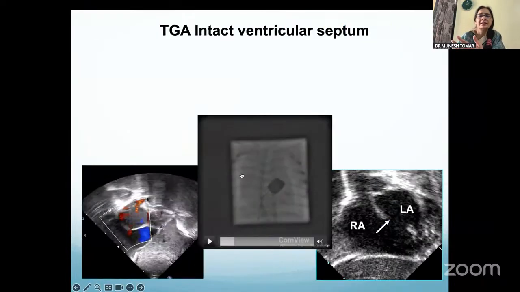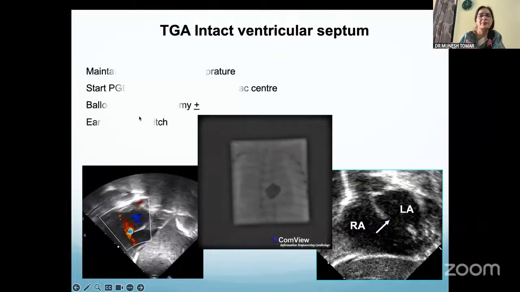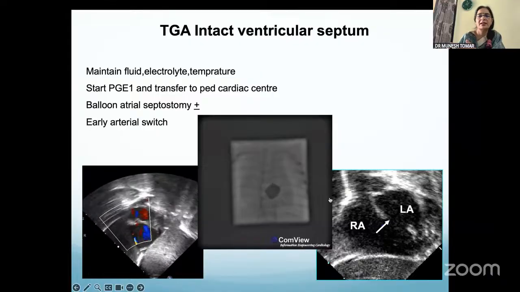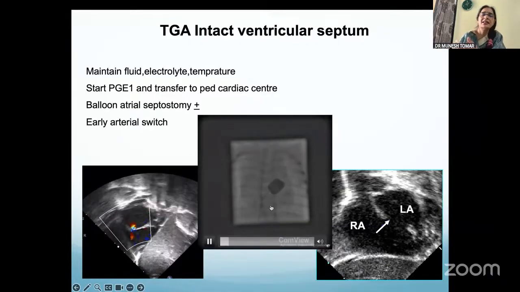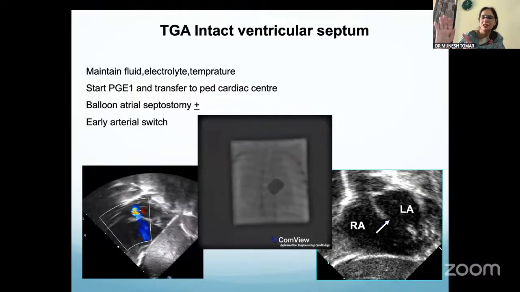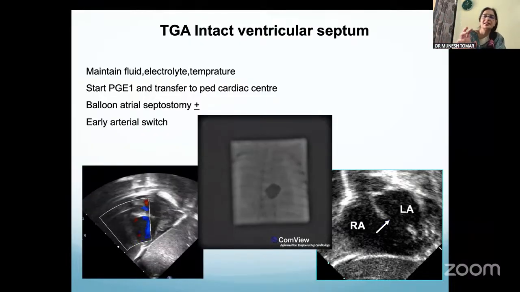And here, in a sick patient, balloon atrial septostomy is being done. A tiny interatrial communication is being enlarged after the balloon atrial septostomy. And this we can do bedside only. This is under fluoroscopy, but bedside treatment to initially stabilize these babies is there.